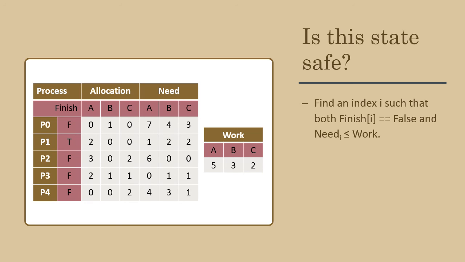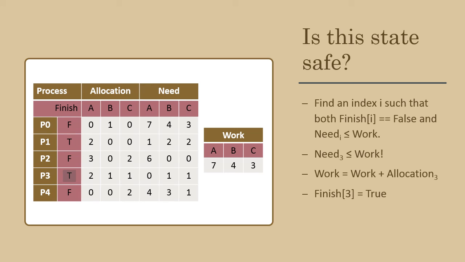Again, find an index i such that both Finish i is false and Need i is less than or equal to Work. Need 3 is less than or equal to Work. Work is Work plus Allocation 3. Work is 532. Allocation 3 is 211. So this becomes 743. Finish 3 is true.